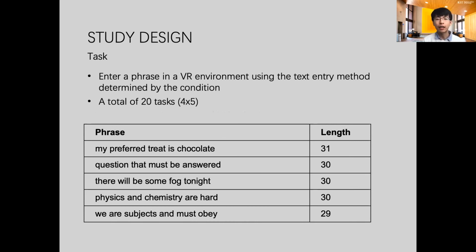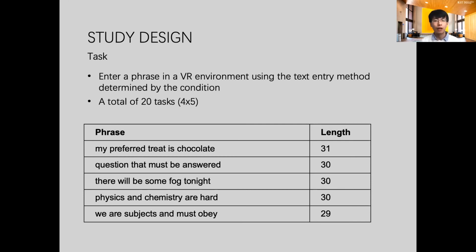As the main task, the participant was required to enter a phrase in a VR environment using the text entry method determined by the condition. Each condition shows 5 phrases selected from the phrase set used in the prior study. Each participant would be presented with a randomized order of the conditions, and the phrases were also presented in a randomized order for each condition. Therefore, each participant would complete a total of 20 tasks.